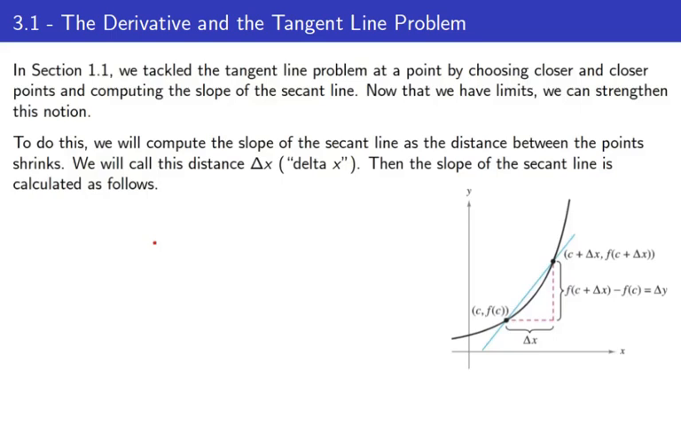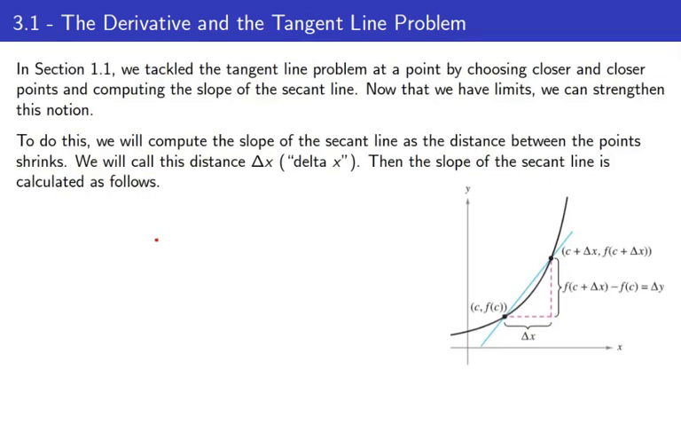In this lesson, we'll talk about the derivative and the tangent line problem. In the first section, we looked at an example of calculating the slope of the tangent line at, say, 1. What we did was we took points like 1.1, 1.01, 1.001, and so on.